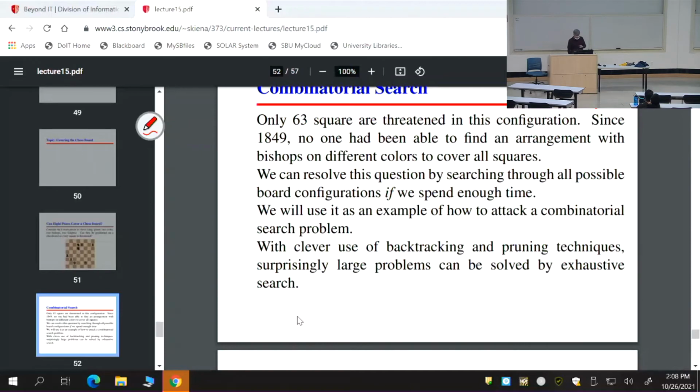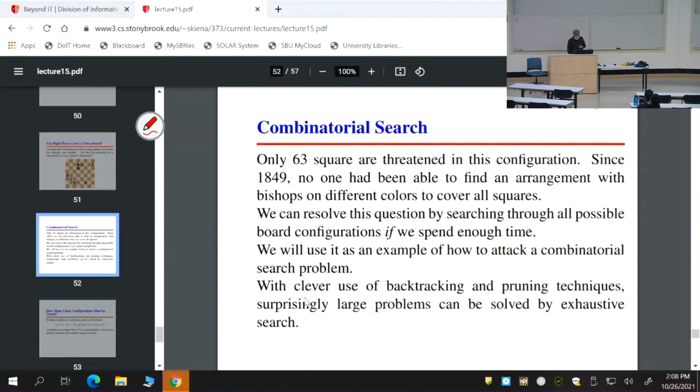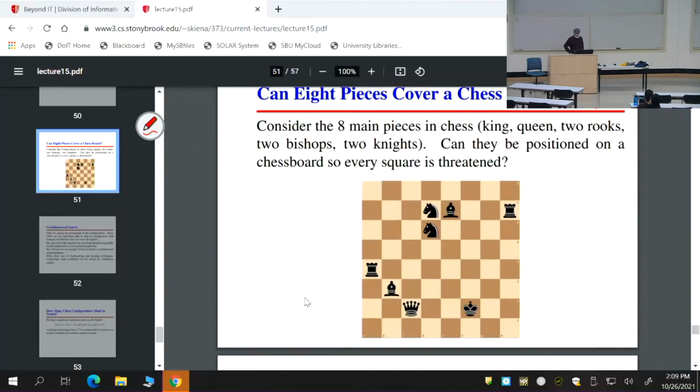Suppose we wanted to write a backtracking program to go through all the solutions here. How should we do it so that it's relatively efficient? First, what should my solution vector be? People see what my problem is? I want to put down 8 different pieces, okay? A king, a queen, 2 rooks, 2 knights, 2 bishops, such that every square on the board is threatened. What should my solution vector be? Any idea? How should I represent a solution?